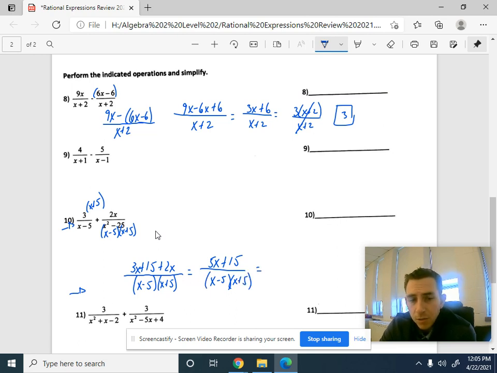Again, the numerator here does factor. I can take out a GCF, which is 5. But this time, I got nothing I could cross out. But we still would factor it anyway.